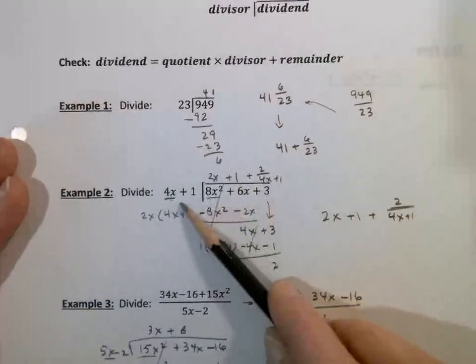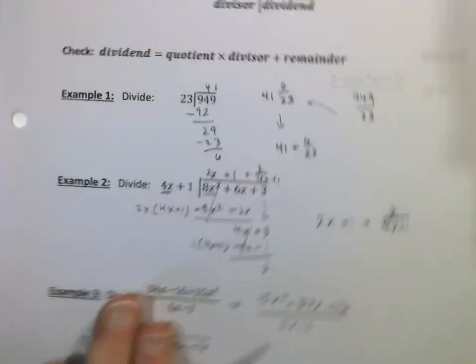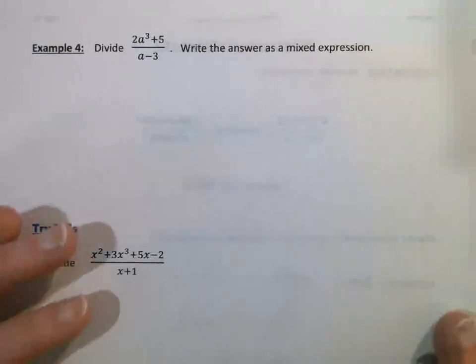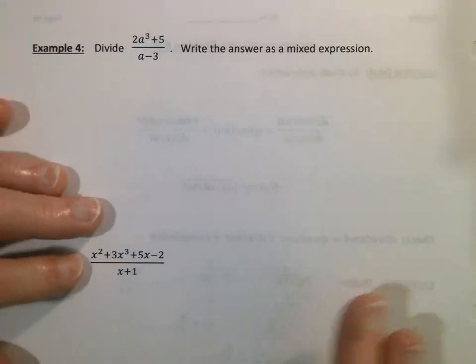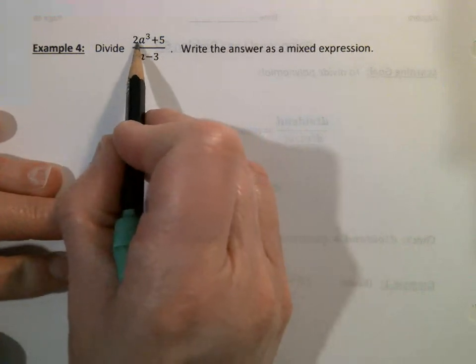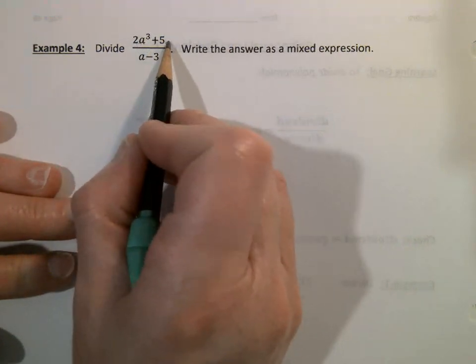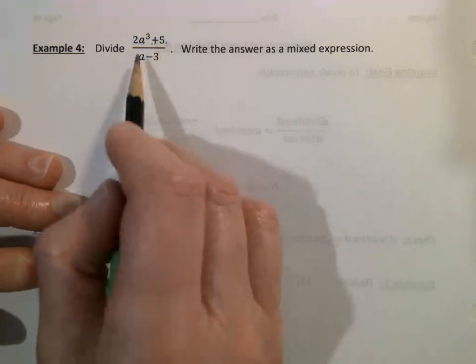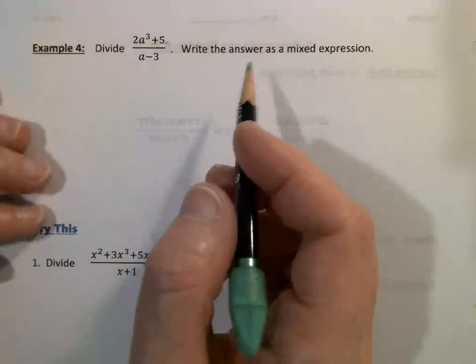Here's an example of when it's not divisible. That's why we had the remainder. Okay, let's look at example 4. Write the answer as a mixed expression. All right, so here's where you need to be careful. Notice that I have 2a cubed plus 5. I don't have a quadratic term, I don't have an a squared, and I don't have a linear term, which is an a. But in order to do polynomial long division, I need them.